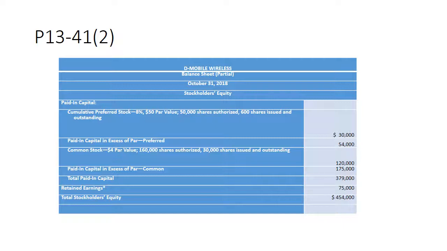The other major section of the stockholders' equity is retained earnings, and you are already familiar a little bit with it.